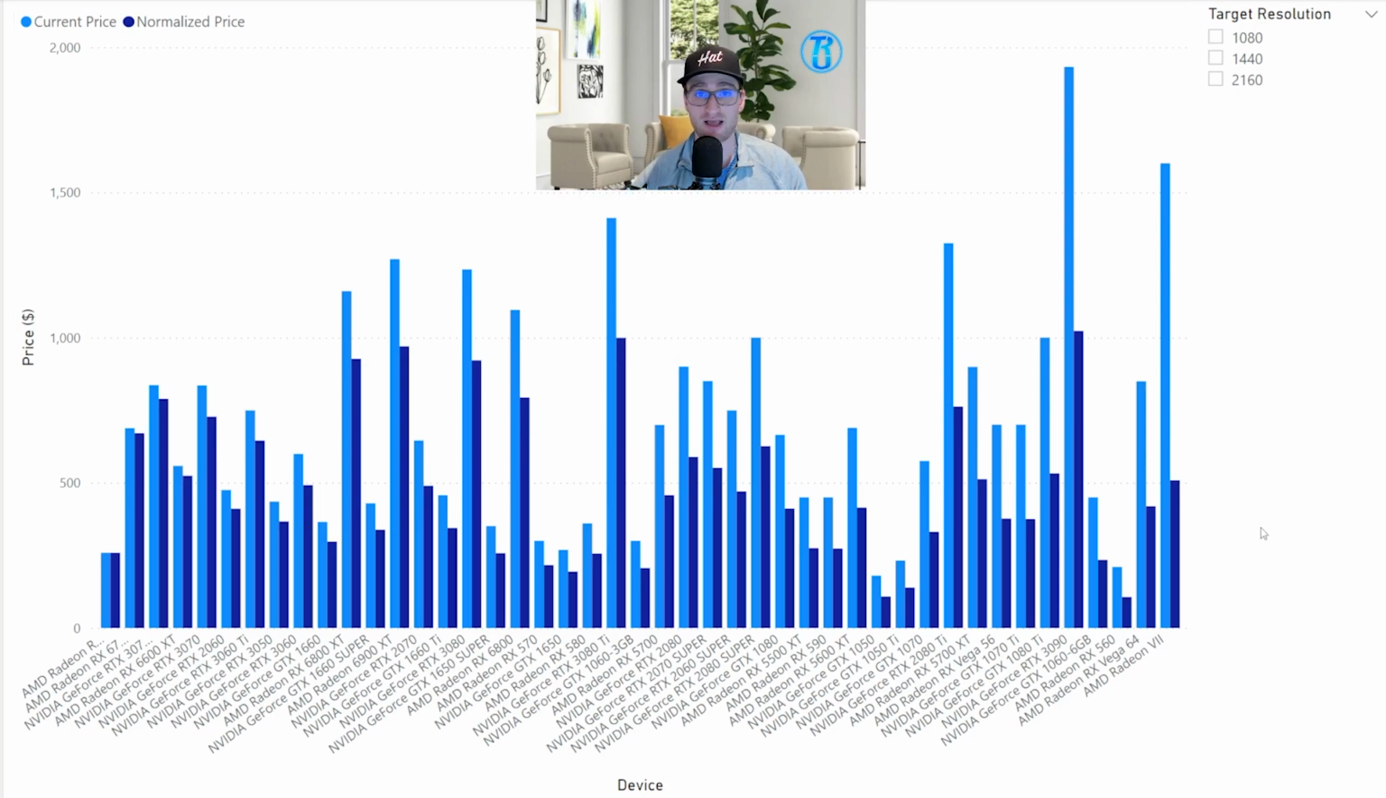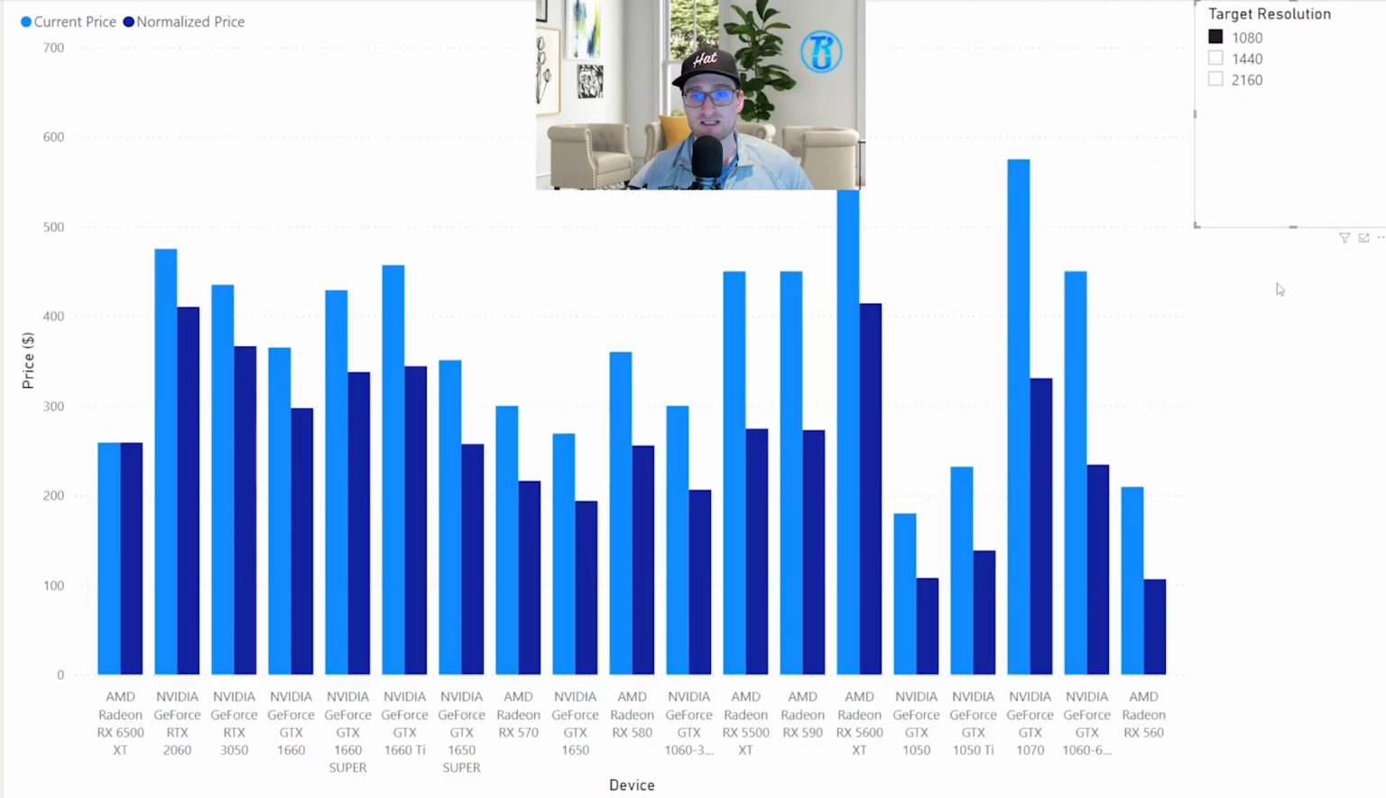But now we can take a look at specific segments, which is what we broke down by looking at 1080p cards, 1440p, and 4K. So now if we go into the 1080p cards, the best 1080p card price to performance right now is the Radeon RX 6500 XT, followed by the 2060, the 3050, the 1660, and the 1660 Super. So those are the top five cards that I would be looking at if you're looking to get into 1080p gaming and you still want good performance at that level.